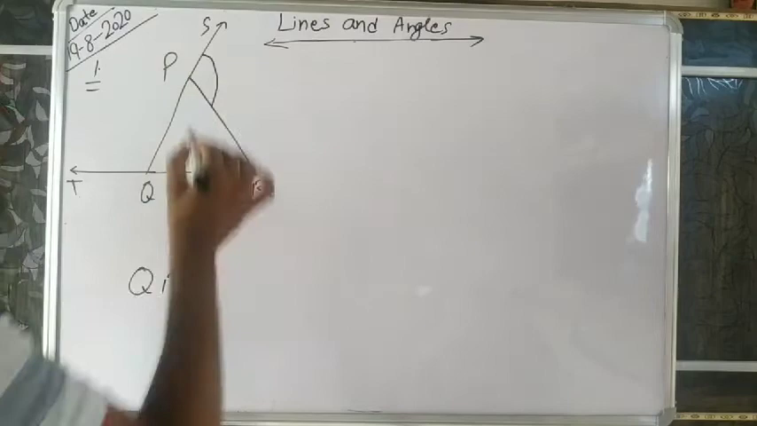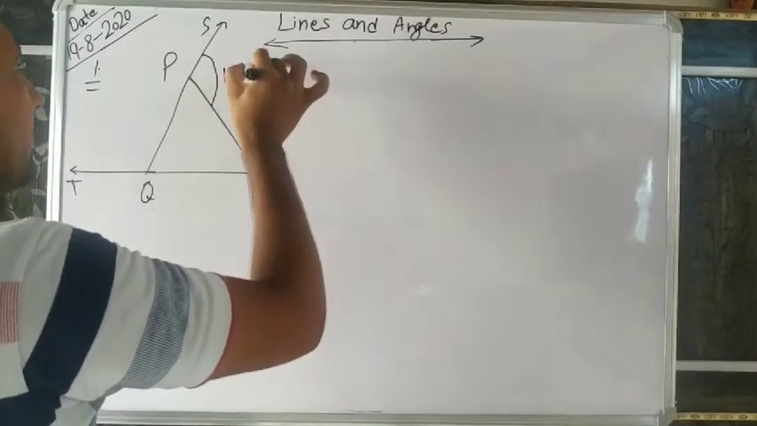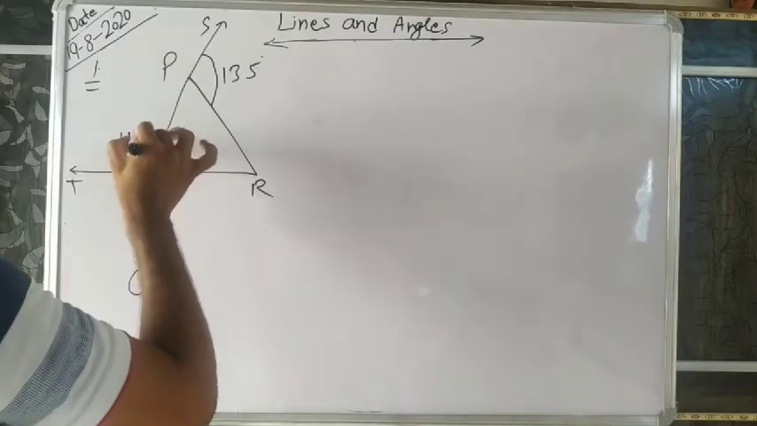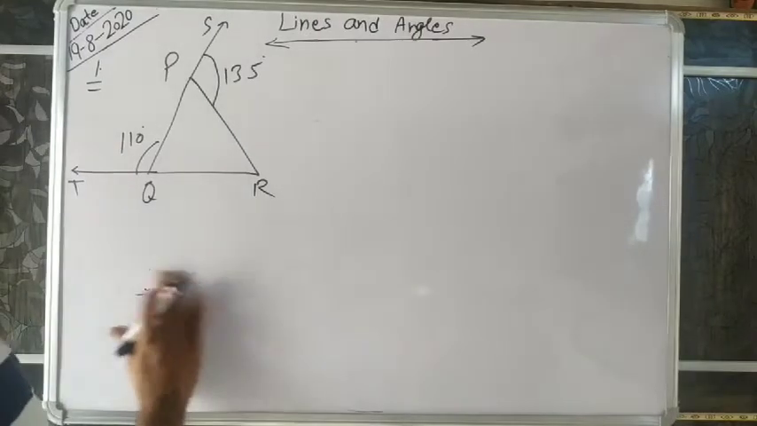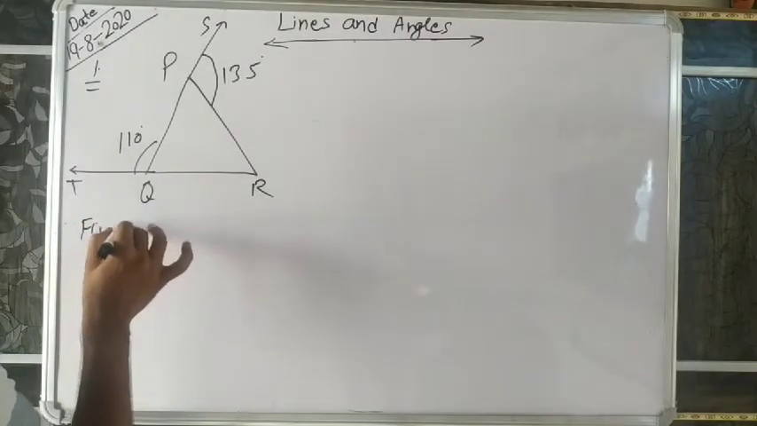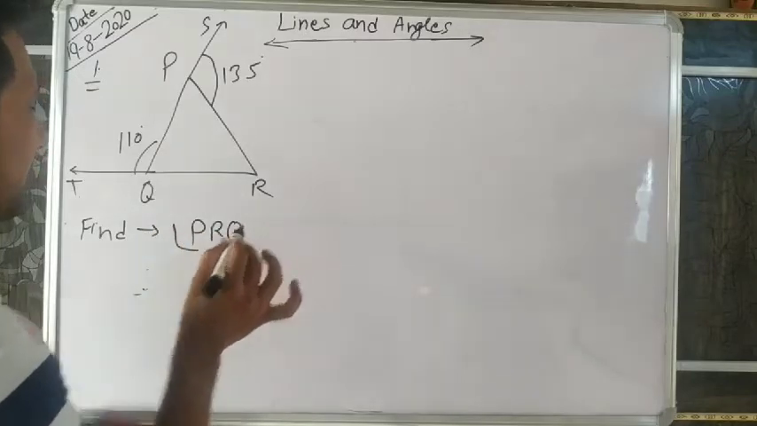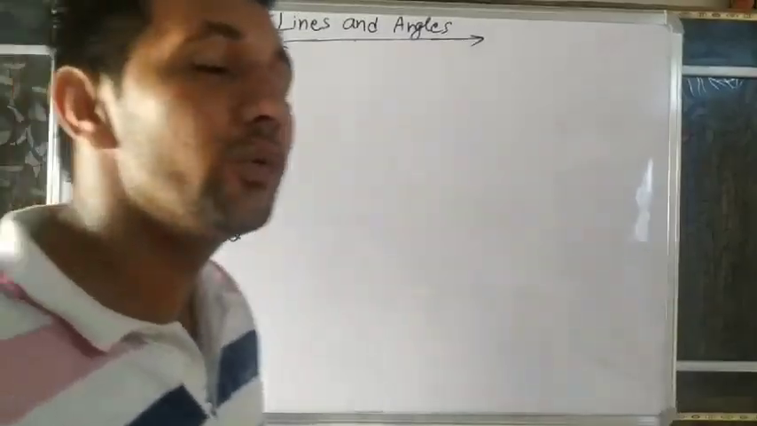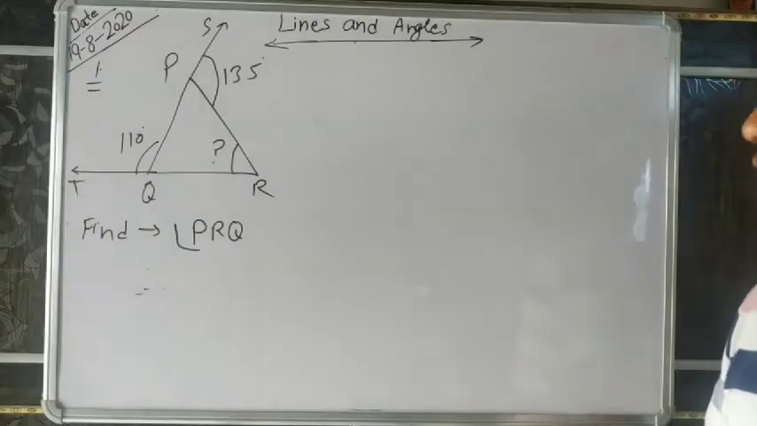So it means it is an exterior angle. Yes, a line is produced. SPR is 135 degrees. Next, PQ is 110 degrees. Next, find PRQ. So write: find angle PRQ. That means this angle we want to find. These questions we can solve by two or three methods. You can use any one. Understand?